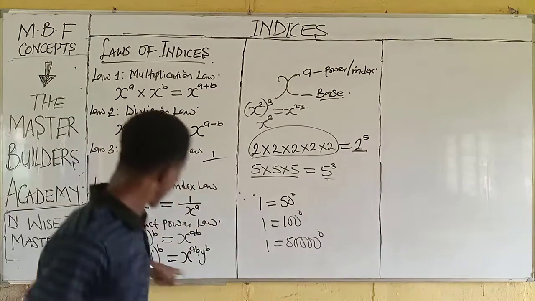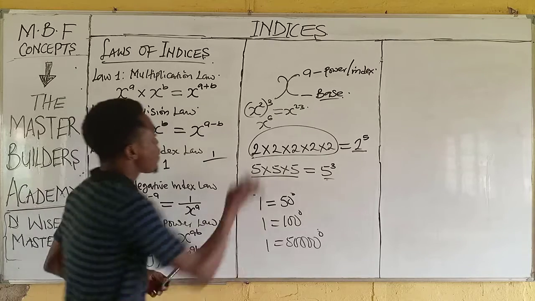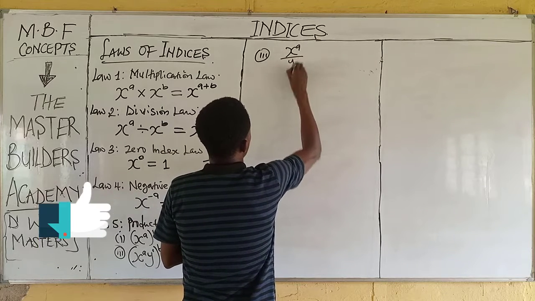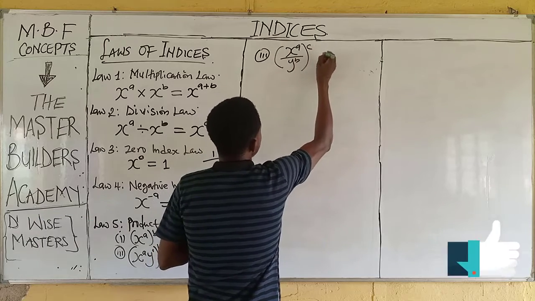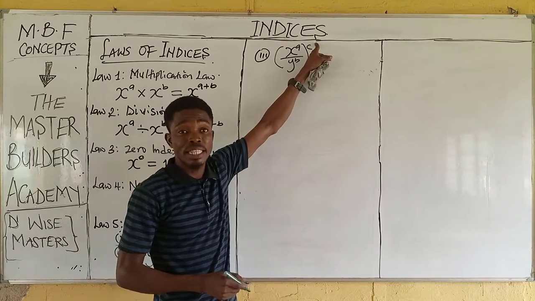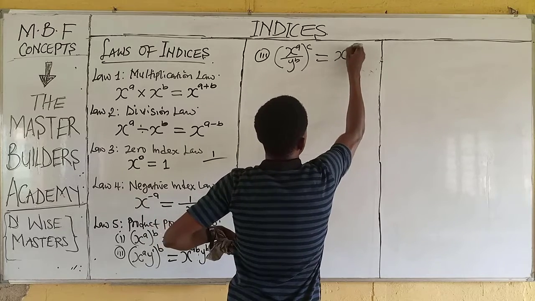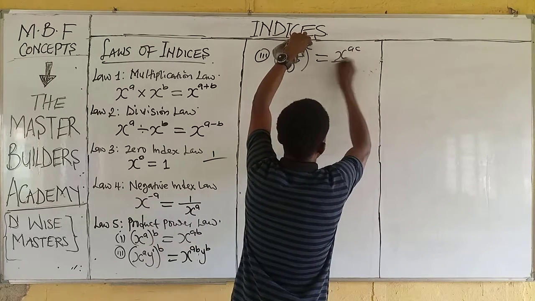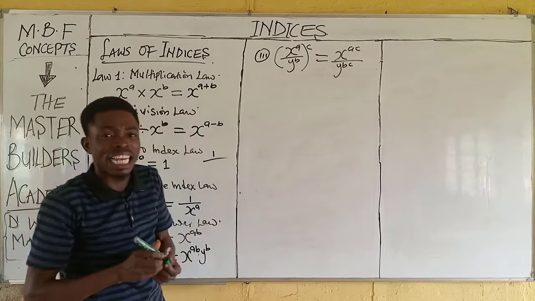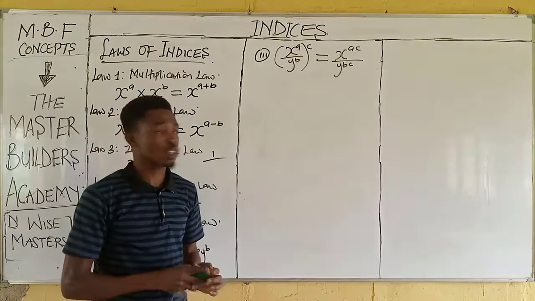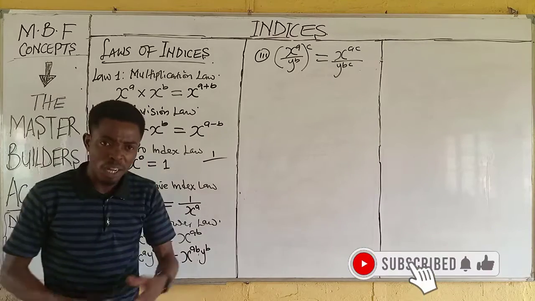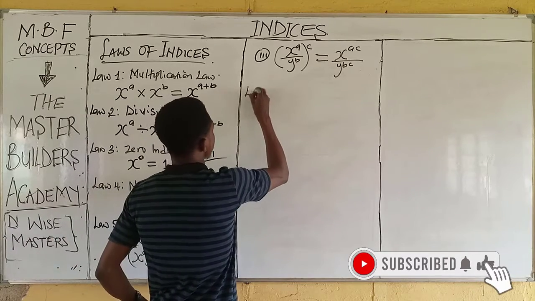This is what law number 5 states. Now, if I'm given x over y raised to the power b, all raised to the power c, this is the same thing as this. Everything inside this bracket is equally affected by this power c. So that's to say this would have given us x raised to power a multiplied by c, all over y raised to power b multiplied by c. So this power outside the bracket affects everything inside the bracket. This is an extension of law number 5, which is product power law. Then the sixth one, law 6.